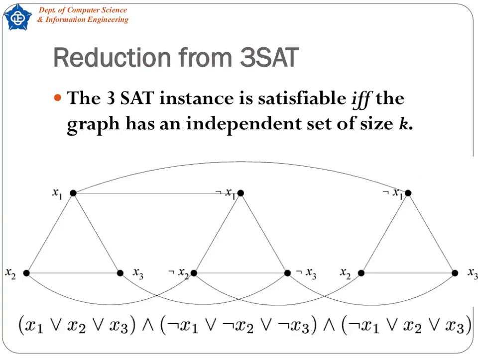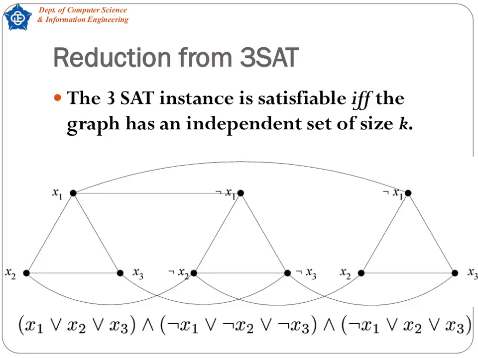Building on that construction, let's see how we turn any 3SAT formula into an independent set instance. At the top, you'll find the key statement. The original 3SAT formula is satisfiable if and only if the constructed graph has an independent set of size k. In the middle, we've drawn three clause gadgets, one for each clause in our example. Each gadget is a little triangle whose vertices stand for the three literals in that clause.